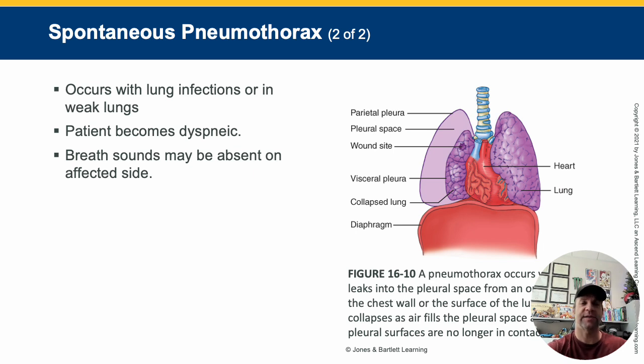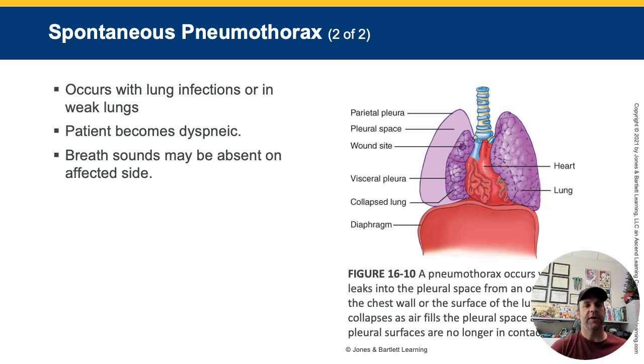In rare but serious cases, the pressure continues to build and actually pushes on the mediastinum and the other lung into the opposite side of the chest. And that's a condition that we're going to call tension pneumothorax. This is obviously going to be a life-threatening emergency.